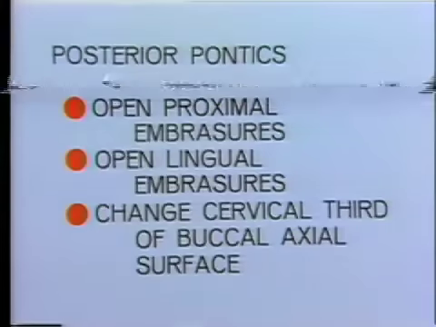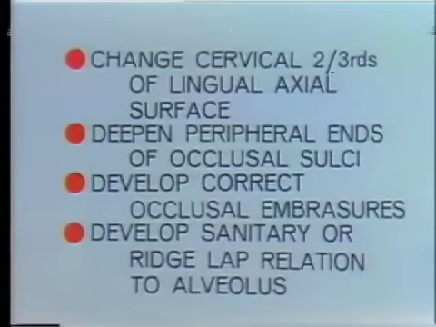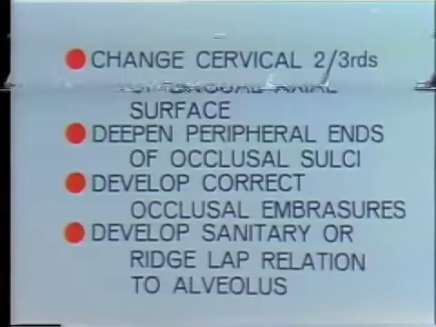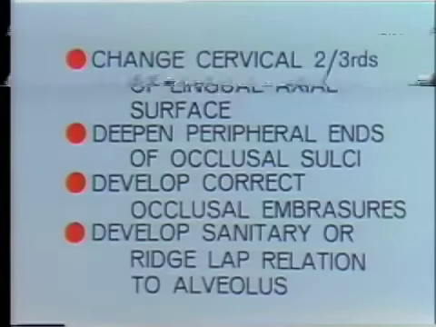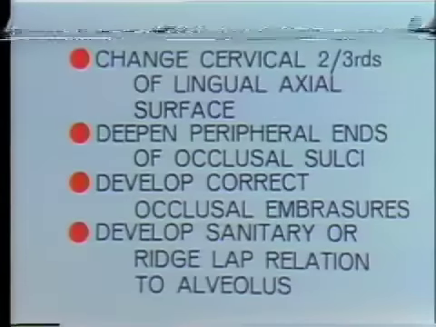And other points which are important in that situation are to change the cervical two-thirds of the lingual surface, as we saw in an earlier diagram, deepen the peripheral ends of the occlusal sulci or grooves, develop correct occlusal embrasures, and then develop a sanitary or ridge-lap relation to the alveolus.